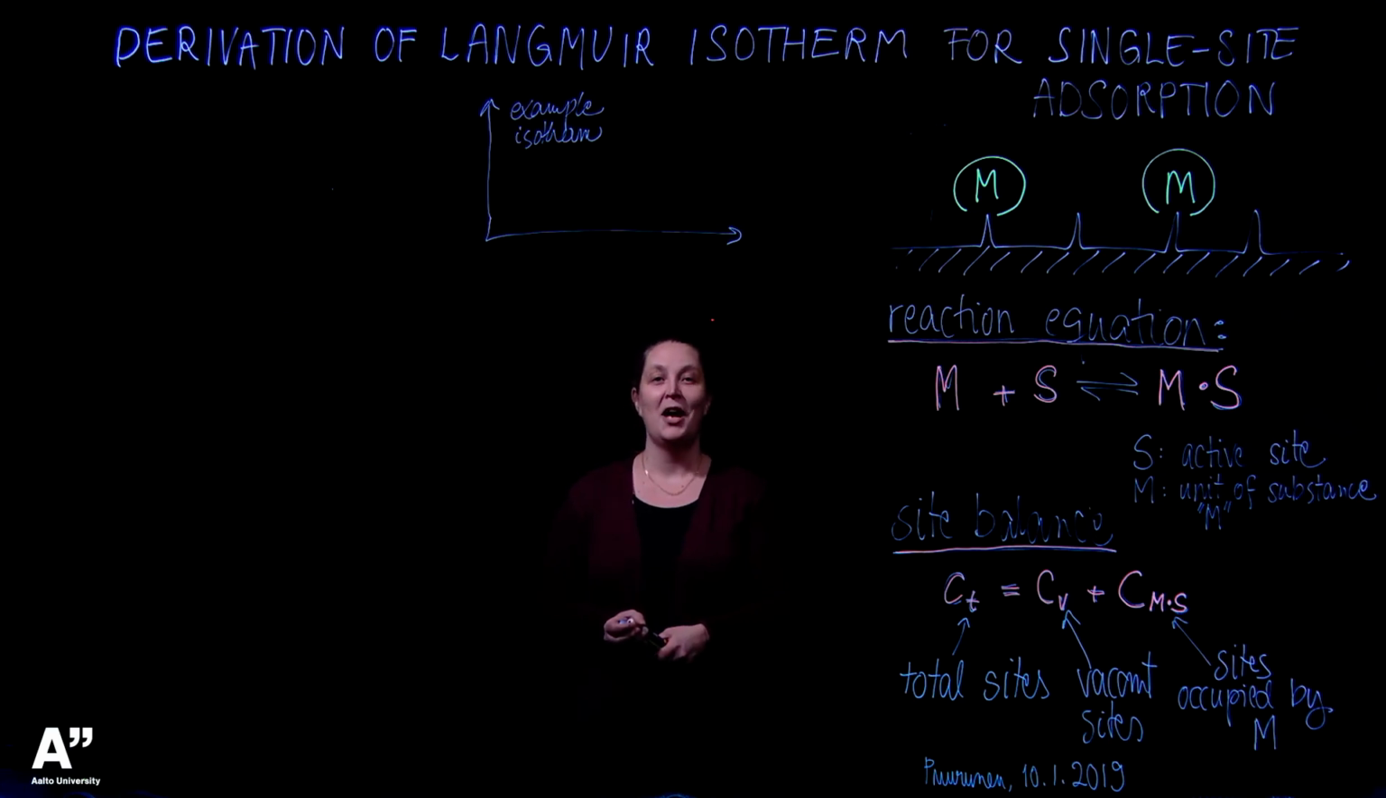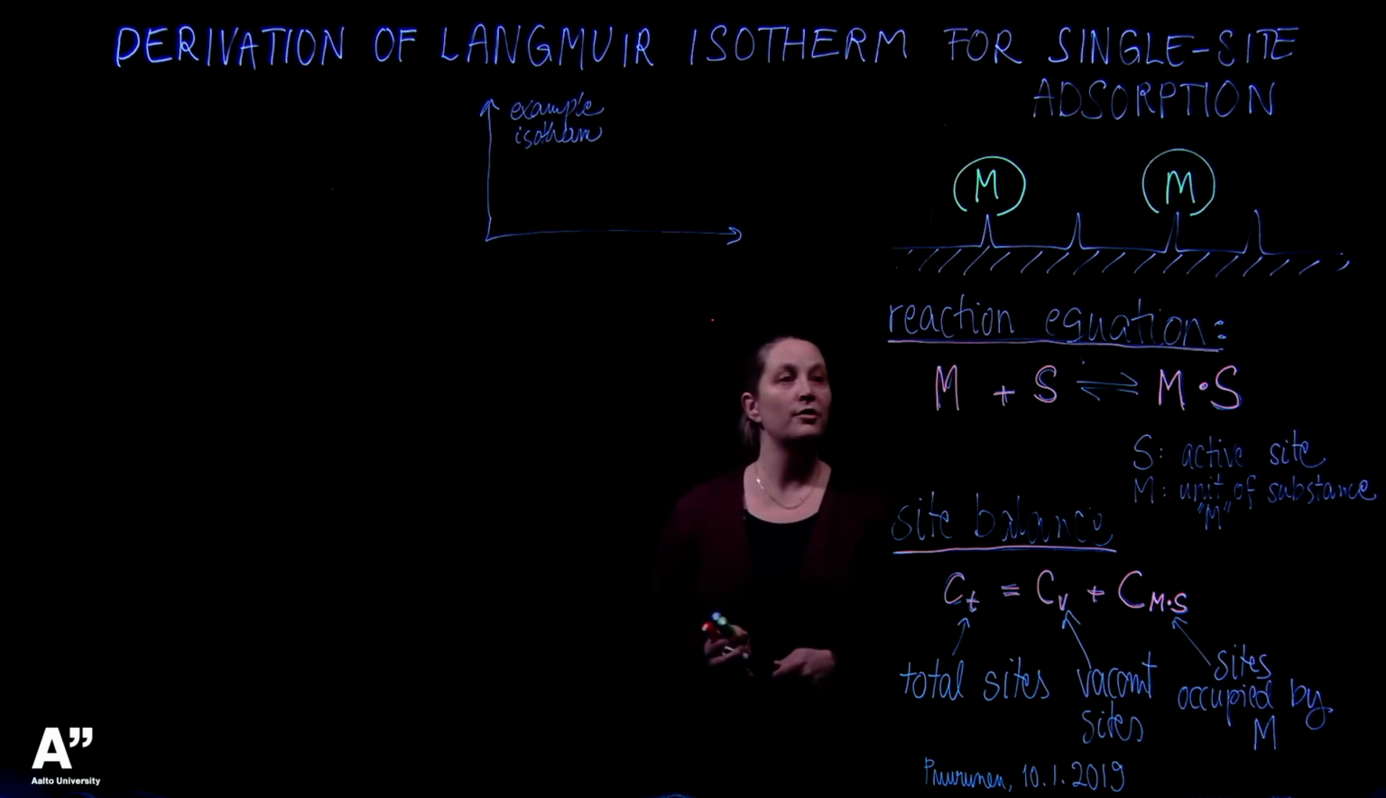Hello! In this teaching video we will go through the derivation of the Langmuir adsorption isotherm for the simple adsorption, single-site adsorption where no further reaction occurs during the adsorption. So we will consider the adsorption of substance M. The M can denote atoms or molecules, or in some cases even fragments of molecules. We will just think of M during this lecture.